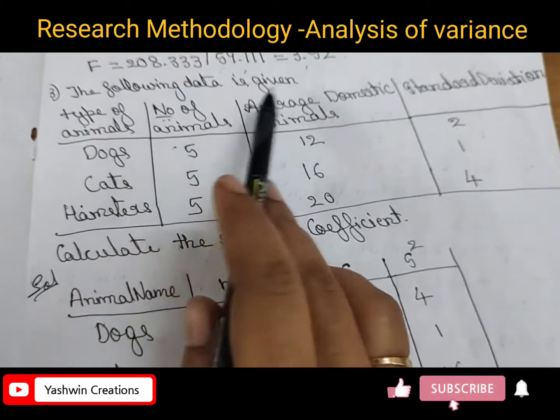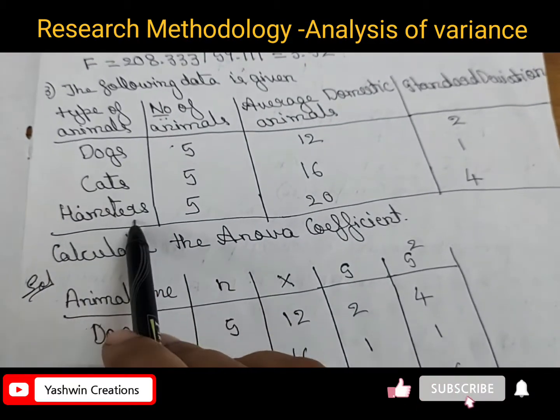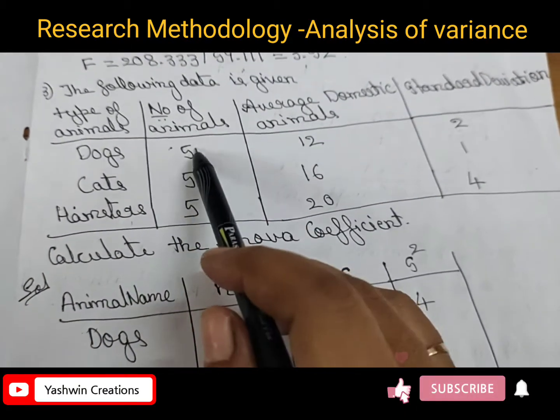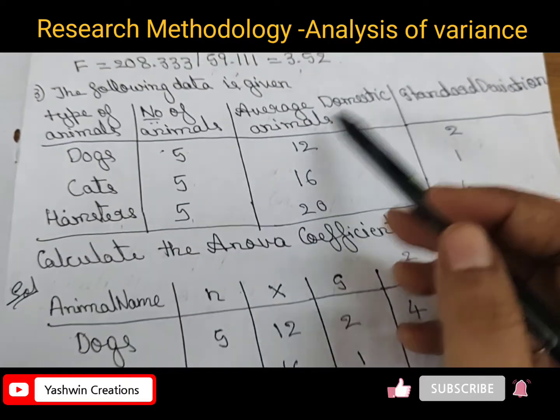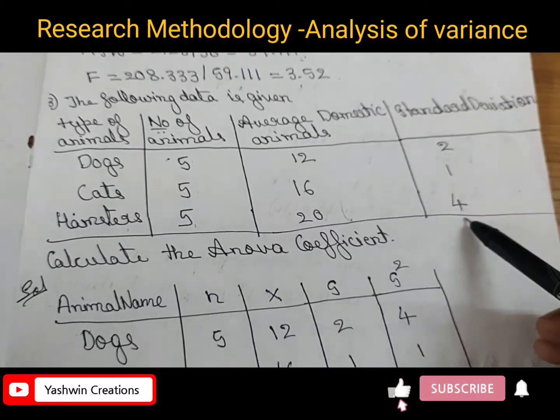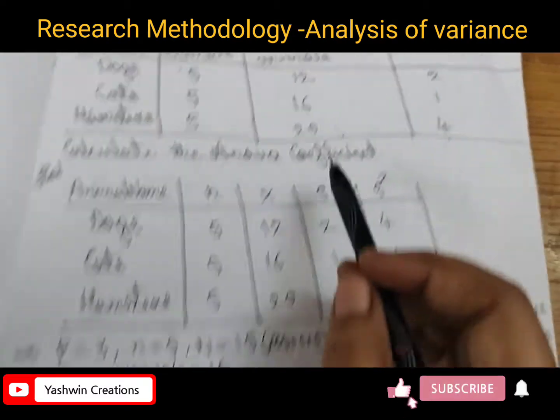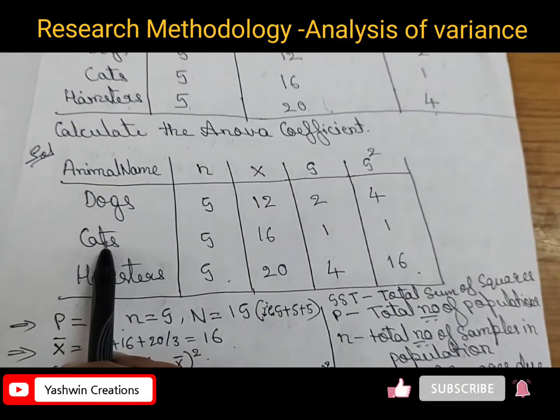Next problem. The following data is given: type of animals, dogs, cats and hamsters. They have given the number of animals as 5, 5, 5, the average domestic animals, and also the standard deviation. Calculate the ANOVA coefficient. First we need to make a list like this.